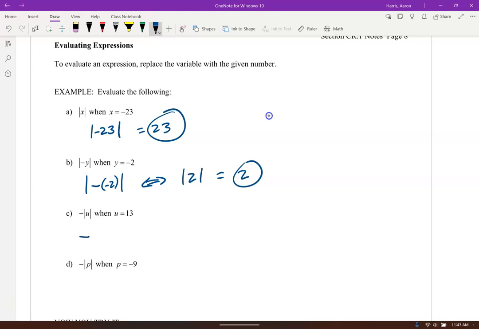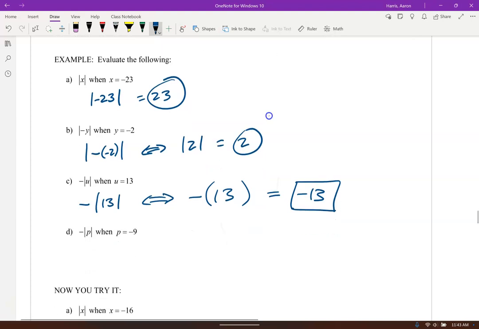This one we have negative absolute value of u. So what we do is we take the absolute value first. So let's take the absolute value of 13. The absolute value of 13 is just 13. So I took its absolute value. Now we apply the negative out front. So the negative out front changes the sign, right? So we take the absolute value of 13, which is just 13, then we apply the negative, right?